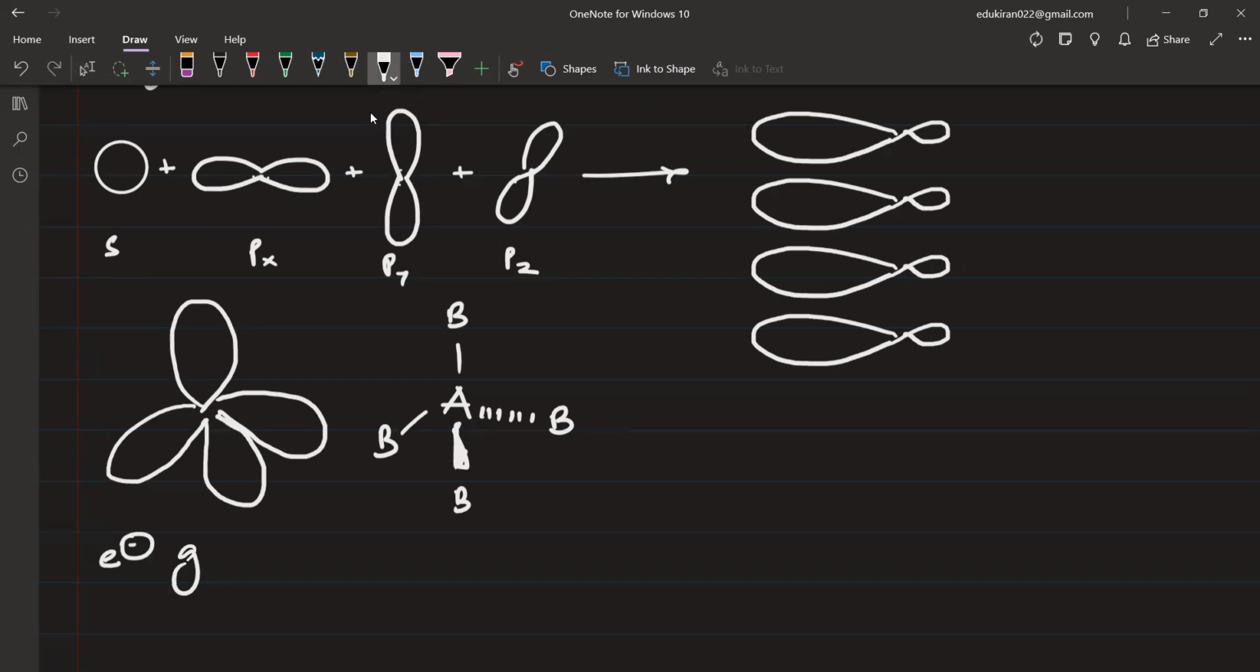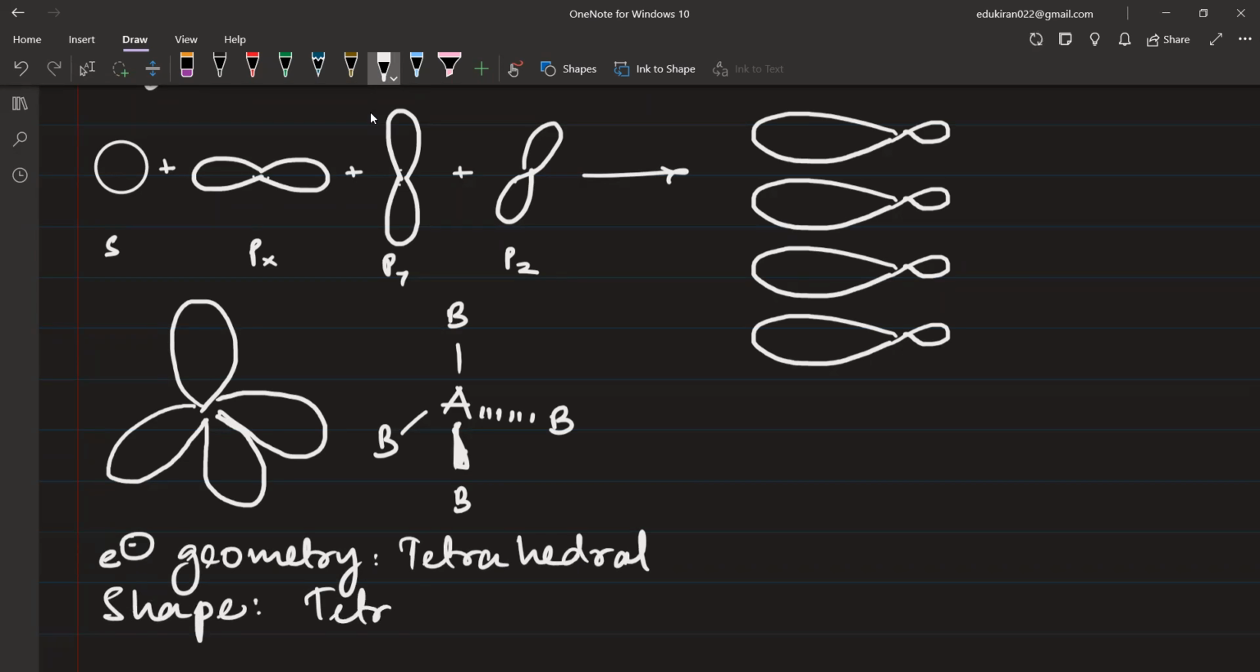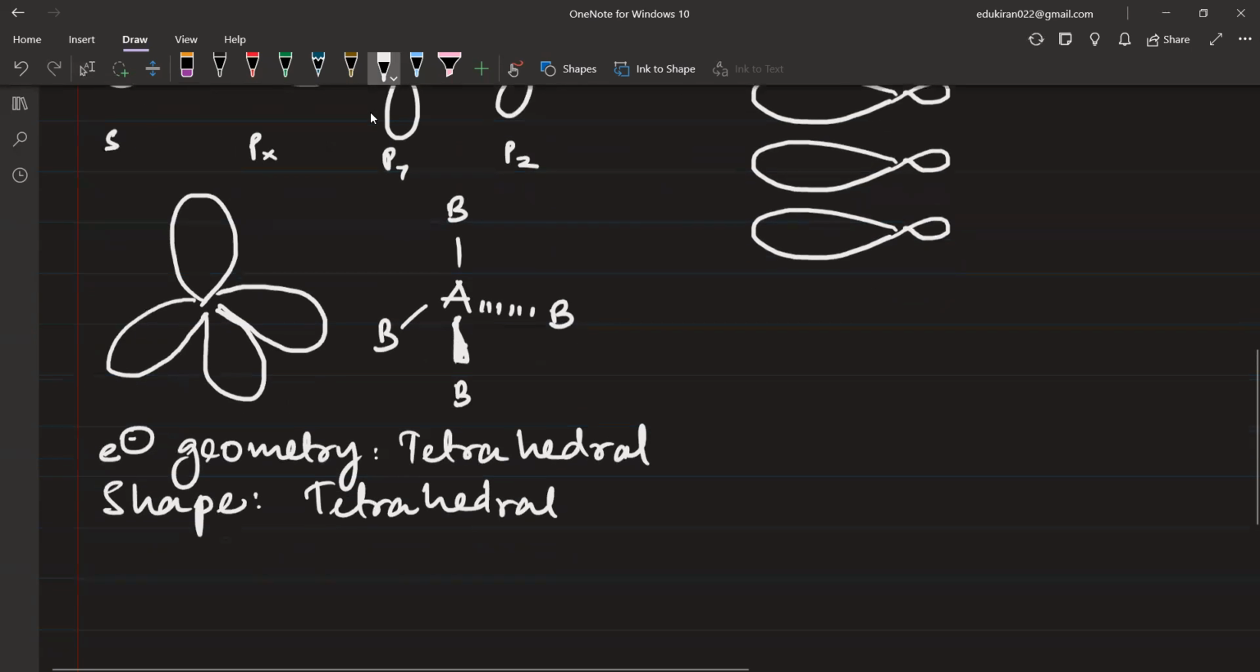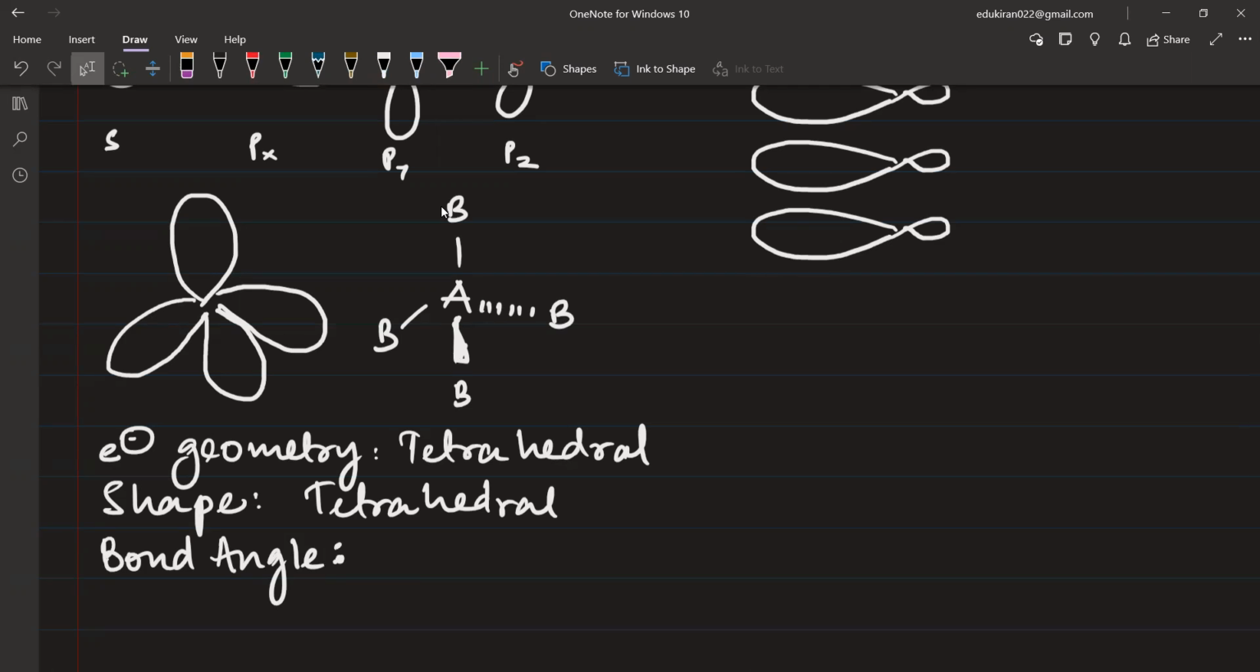What is the electronic geometry? Tetrahedral. And what is the shape going to be? Shape is also tetrahedral. And what is the bond angle? If you see all of these bond angles, they will be 109.5 degrees.